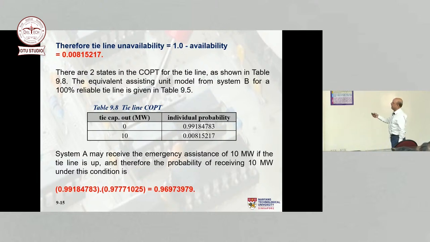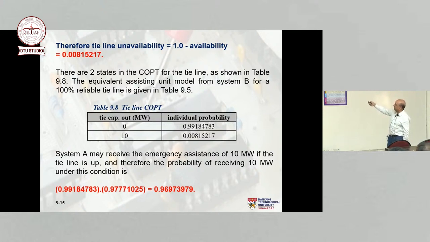Okay, so the tie line unavailability is 1 minus availability, which is this particular number. I think we all can calculate that. So now there are 2 states in the COPT for the tie line, which is the same as before, because it is still a 10 megawatt tie line. So I can only transfer 10 megawatt. Remember, we got the 2-state model before, and that's the model from using this availability.